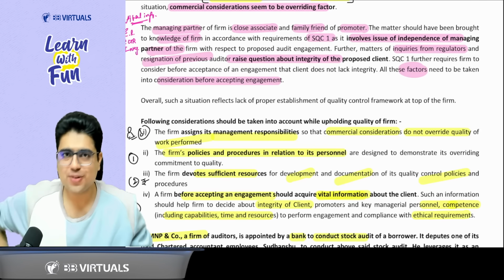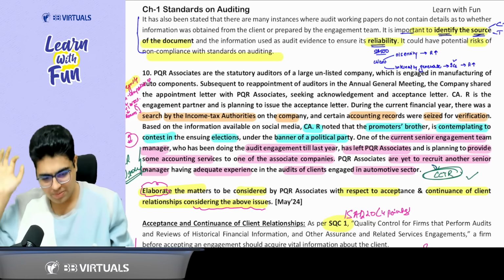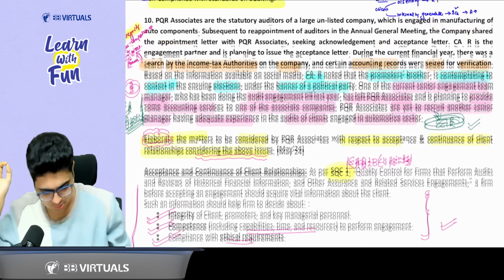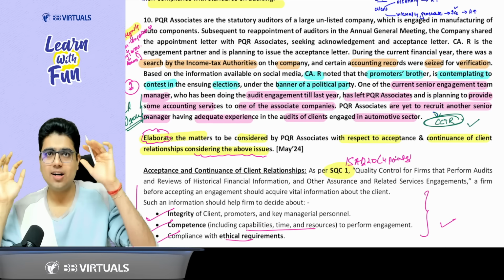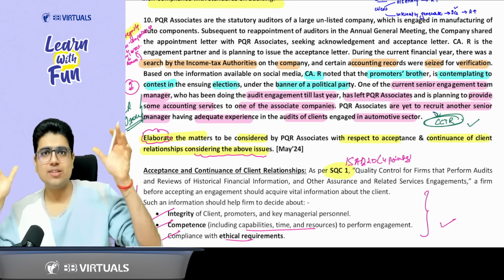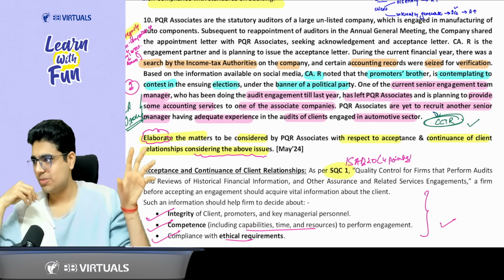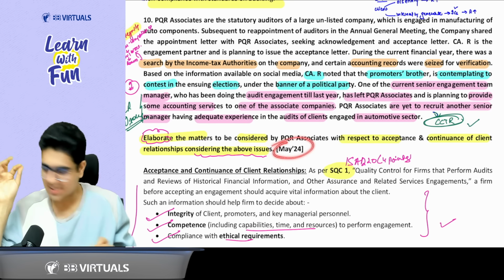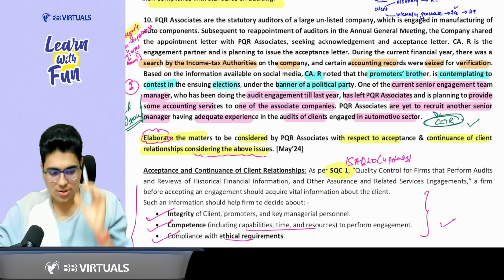Awesome. Now let's move to one more question. Come with me to question number 10. Sir, this question was asked in May 24 exam. So if you have an old question bank with an edition date before August 2024, then this question must not be there because these suggested answers were released in August 24.